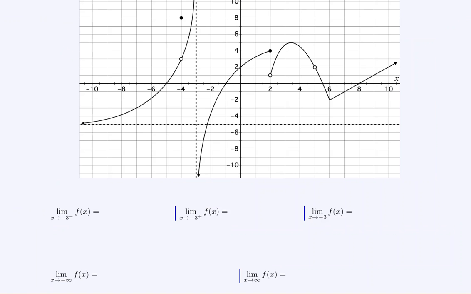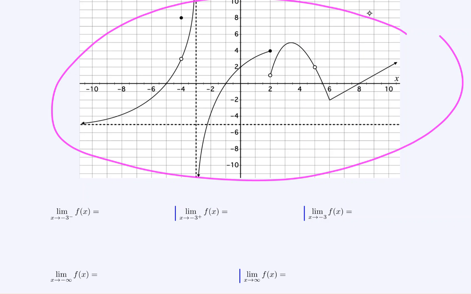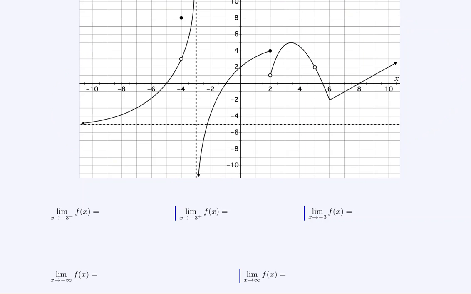Now in our final example, we've been given a graphical description, and we're asked to calculate the following limits. Take a moment to think about how you would read this. It would be the limit as x approaches negative 3 from the left, that's what that superscript minus is, of the function. So let's find negative 3, that would be here at this vertical asymptote. Now as we approach negative 3 from the left, try to visualize where that is on the graph.